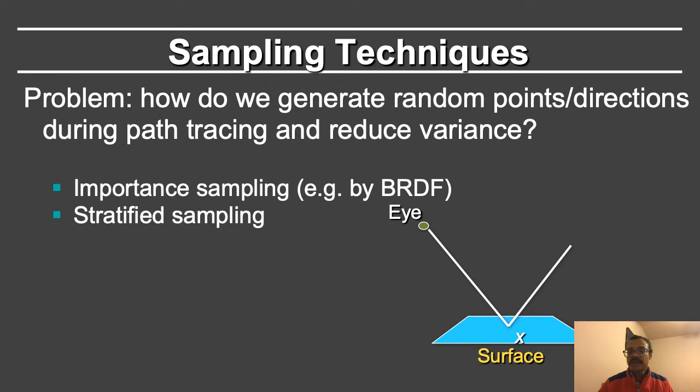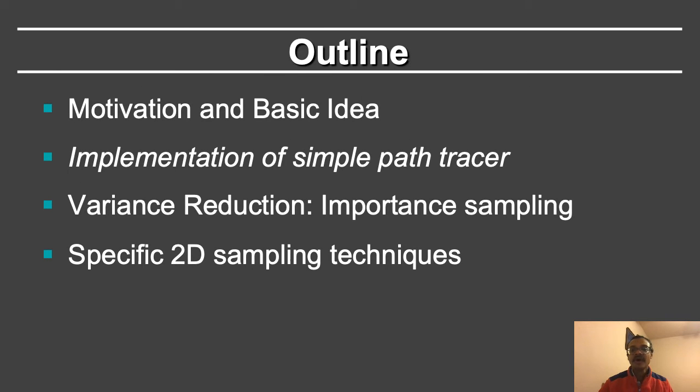Some of the challenges we'll have to face is how do we generate random points or directions in path tracing, and most critically, how do you reduce variance? If you implement the algorithm on the previous slide, you will get extreme noise and require a huge number of samples. Of course, like in standard Monte Carlo integration we talked about, variance can be reduced by importance sampling, for example, sampling according to the BRDF, as well as stratified sampling. We'll now talk about the implementation of a simple path tracer, then we'll discuss variance reductions and some nuts and bolts of 2D sampling techniques.